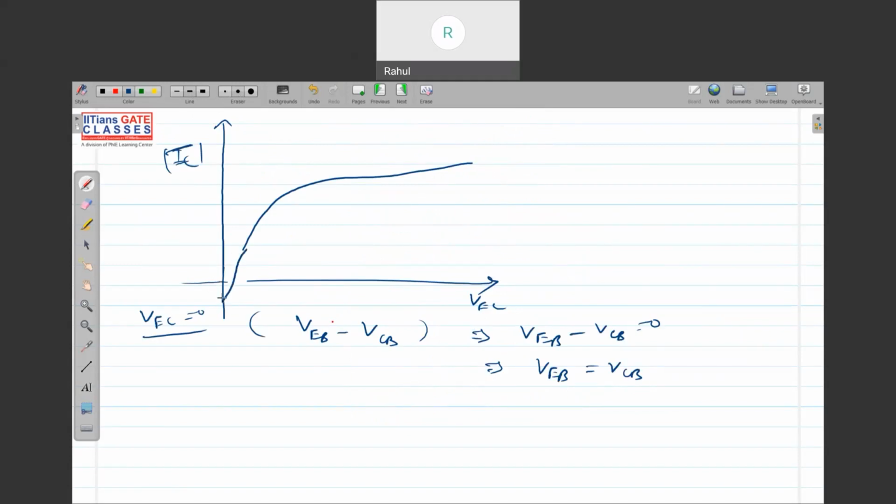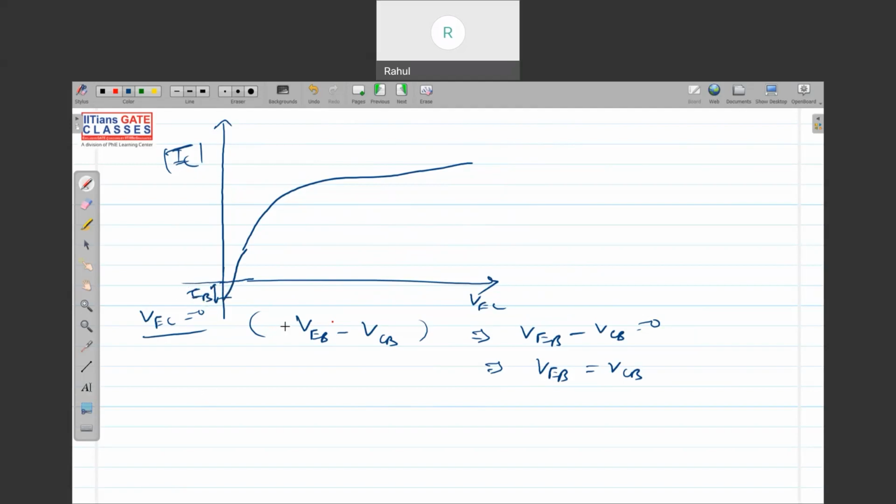Okay. The IC is equal to minus IB. This is the condition for V equal to 0. But since this IB is in the microampere range, it can be negligible, right? So at V equal to 0, the IC is approximately equal to minus IB.